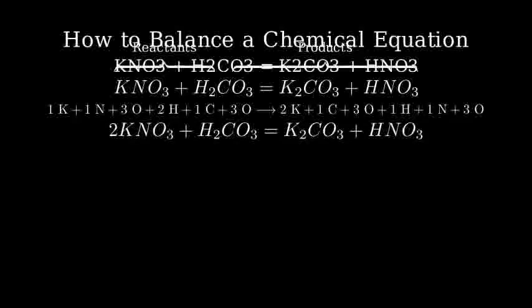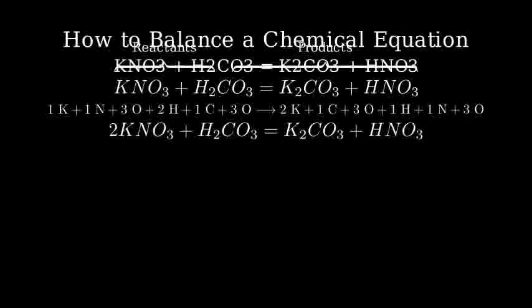On the left side, we have one potassium atom from KNO3, but on the right side, we have two potassium atoms from K2CO3. Let's balance potassium by adding a coefficient of 2 in front of KNO3. Notice that we now have two atoms of potassium on each side.